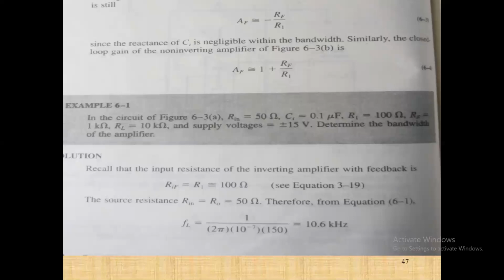So the FL value will be equal to 1 by 2 pi into the value of capacitance we have got here. 0.1 microfarad will be 10 to the power of minus 7. 100 plus 50 will give us 150. That will give 10.6 kilohertz.